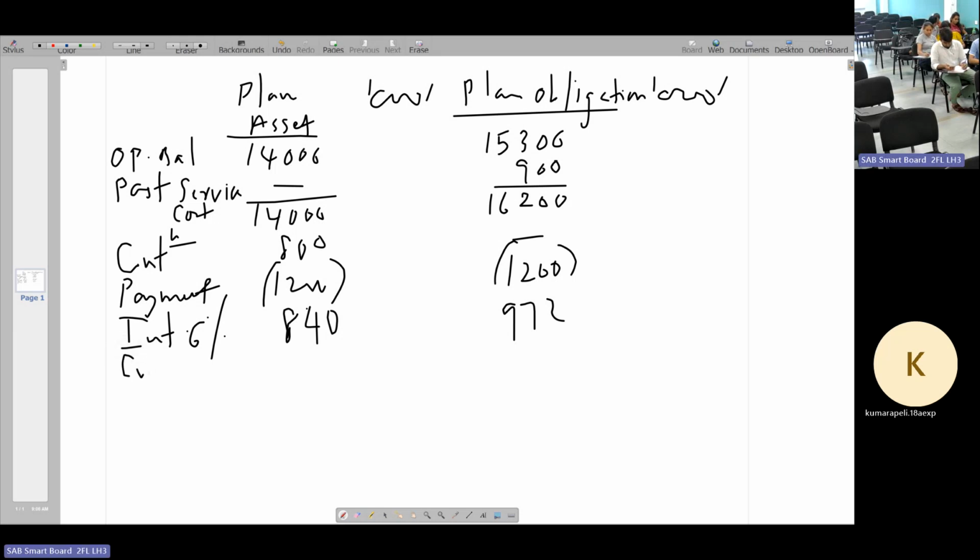Current service cost. P&L debit, obligation credit. The difference between these two you can charge to P&L. Current service 1,400. Right? The difference between these two should be the net figure charged to P&L.